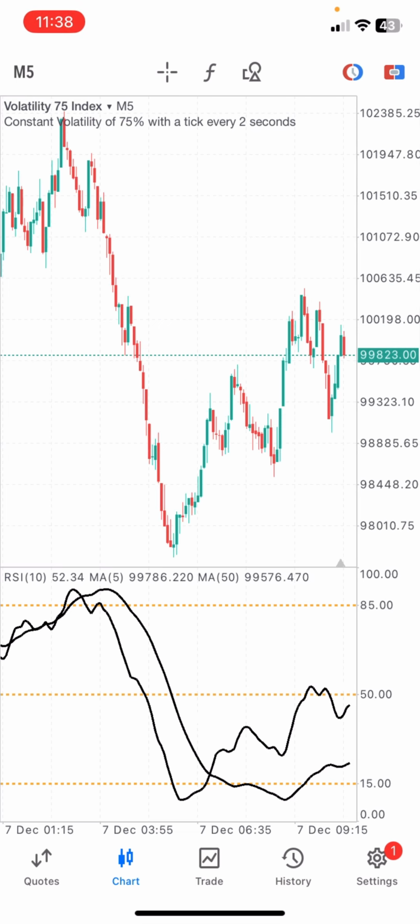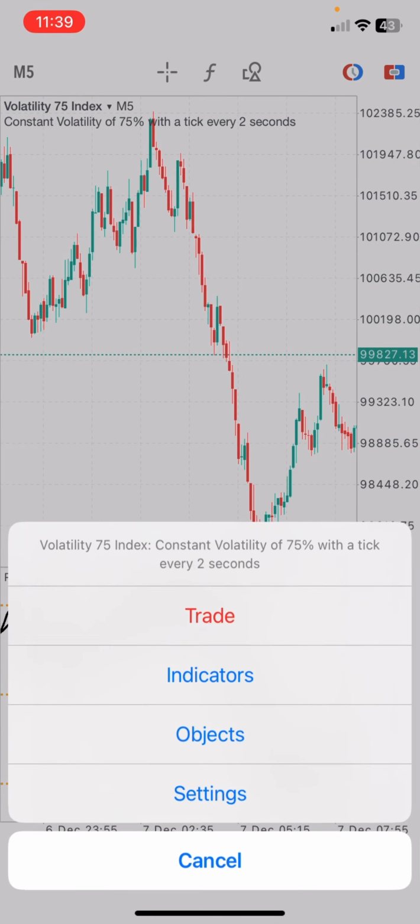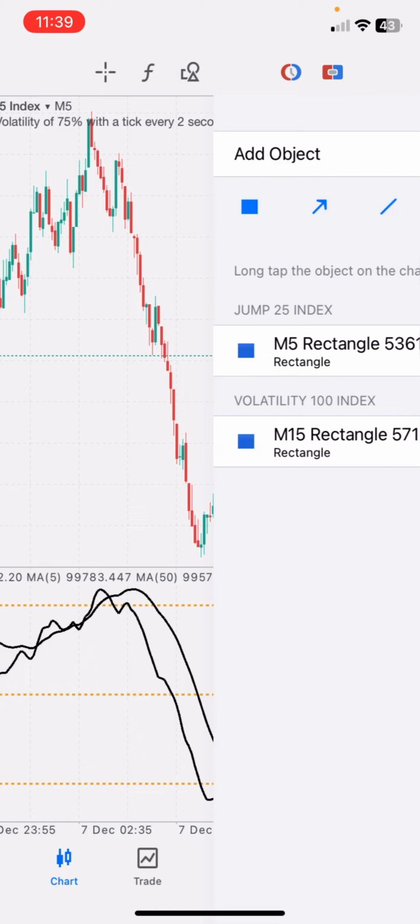So let's dive into how you are going to make use of the strategy. Now remember, this strategy works on all the VIX indices. I'm on the VIX 75 index. Now how do you make use of the strategy? The first thing you want to make sure you take note of is, let me show you for the sell. For the sell, this is what you need to do.